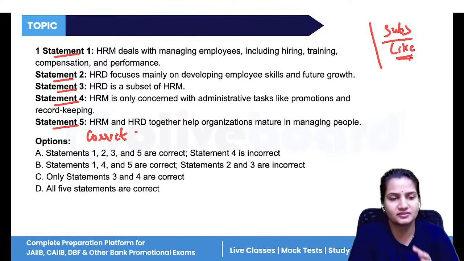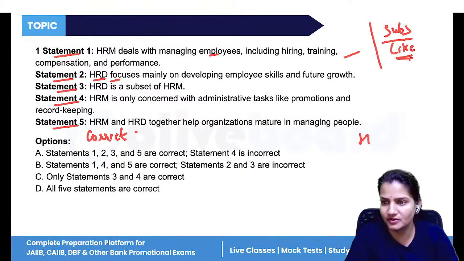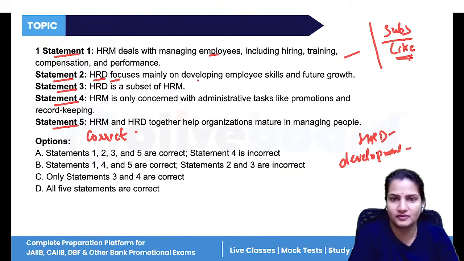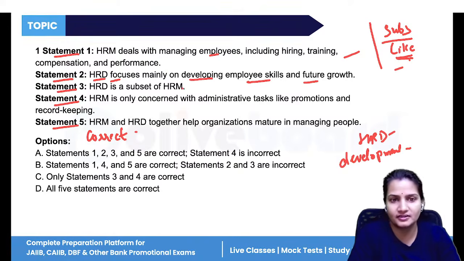What does the first statement say? HRM deals with managing employees, including hiring, training, compensation, performance. Yes, this is correct. Now, it focuses on HRD, human resource development. It mainly focuses on the development of people, on developing employee skills for future growth. Yes. Now HRD is a subset of HRM. Yes, this is also correct.